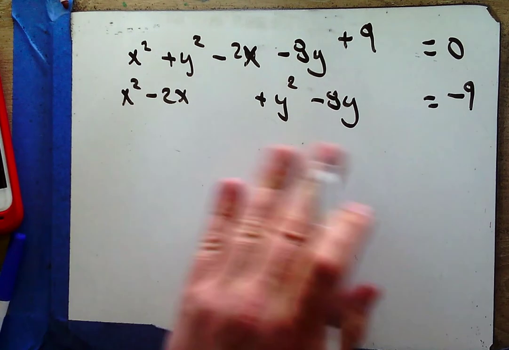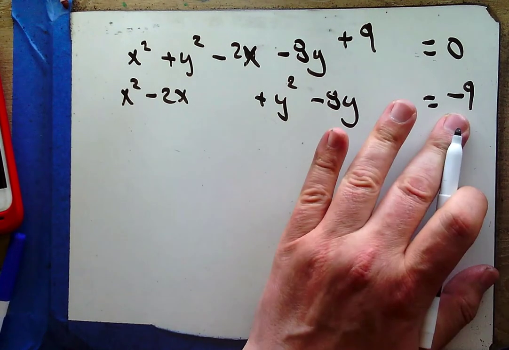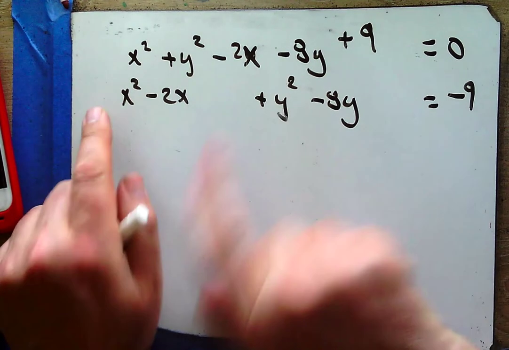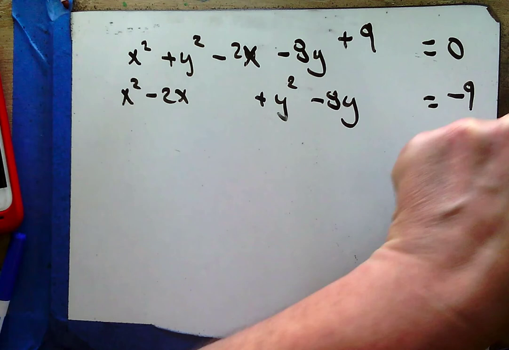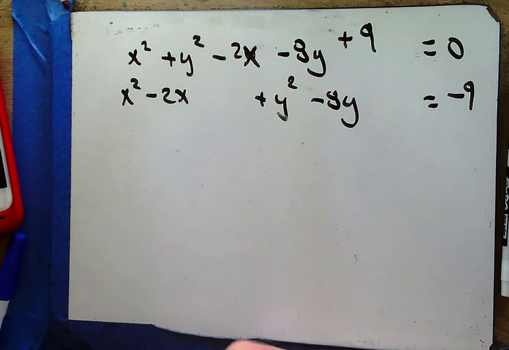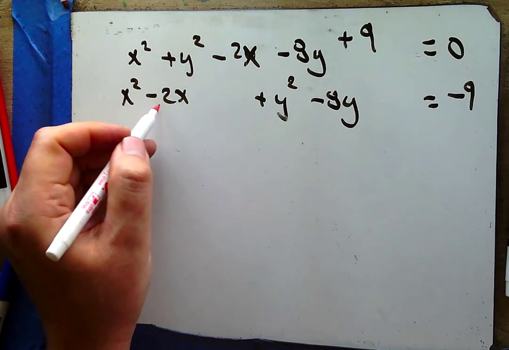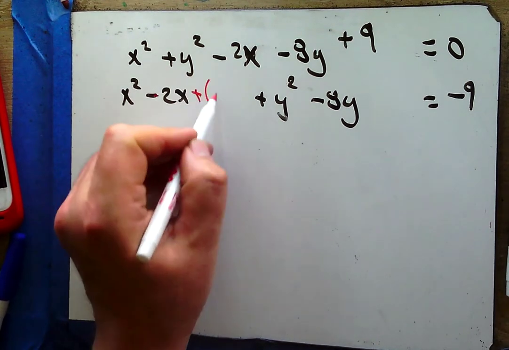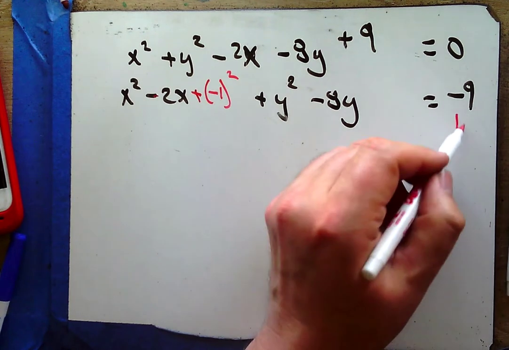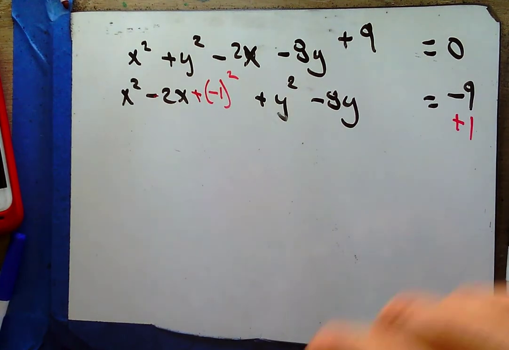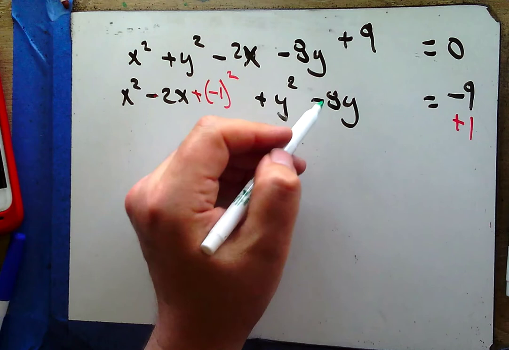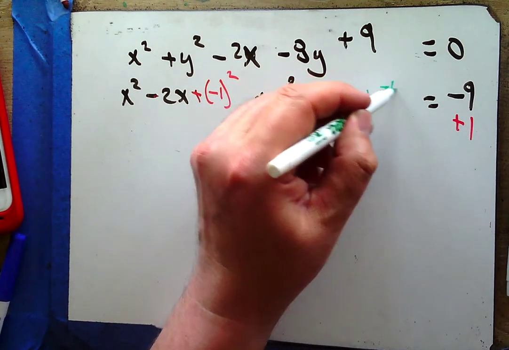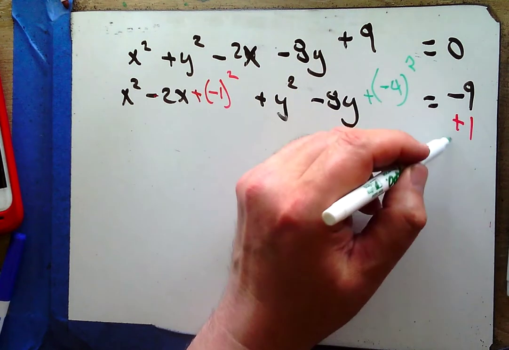X squared minus 2x plus y squared minus 8y equals negative 9. I group the x stuff, I group the y stuff, I move the not x or y stuff to the other side. My a values are equal to 1, so I don't have to do any dividing, but I do have to add b over 2, so negative 2 over 2 is negative 1 squared, which means I'm adding 1. And here, b over 2 is negative 4 squared, which is adding 16.